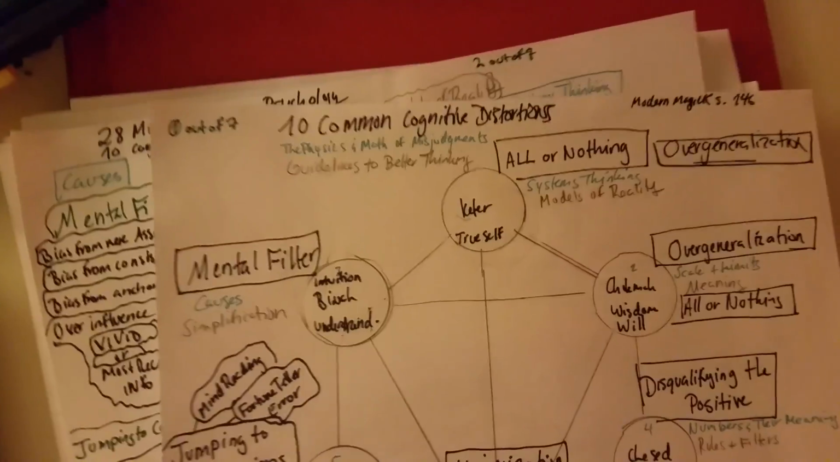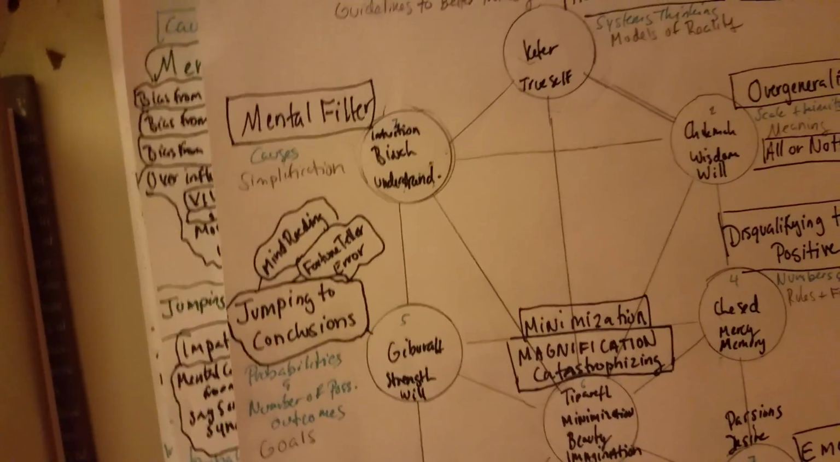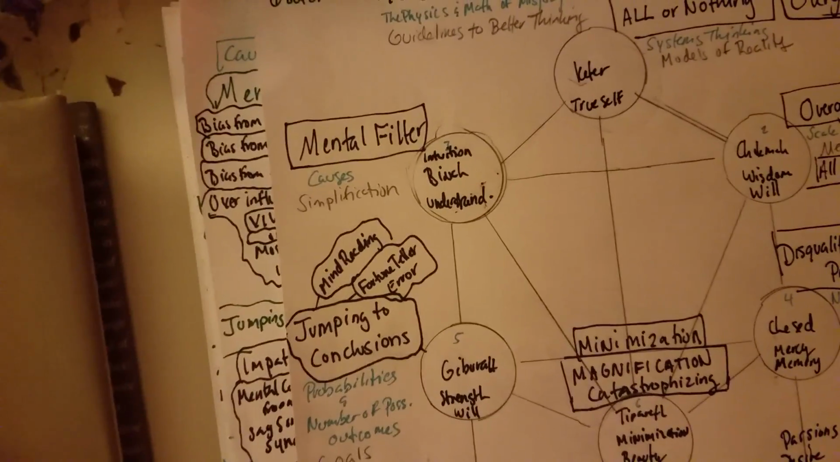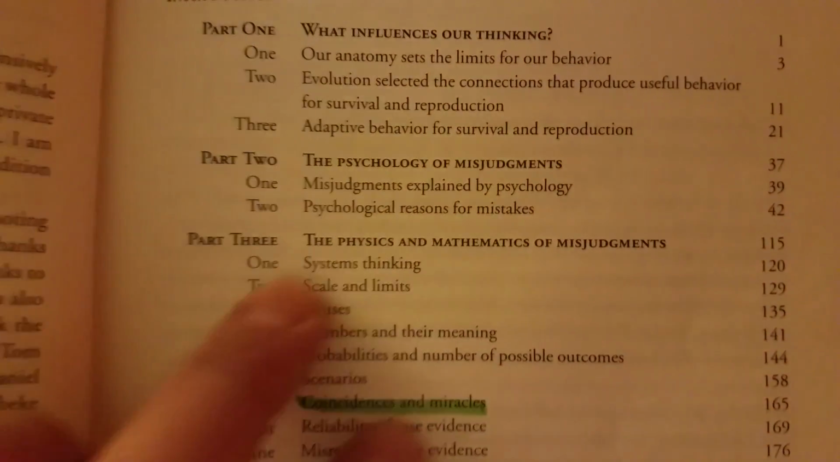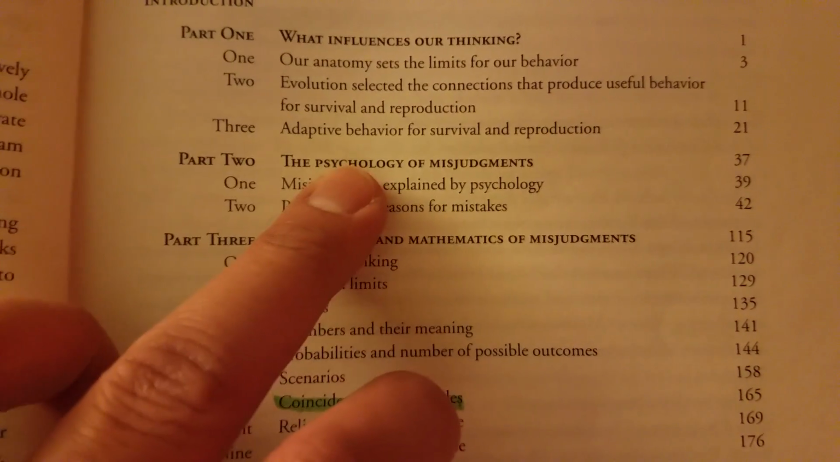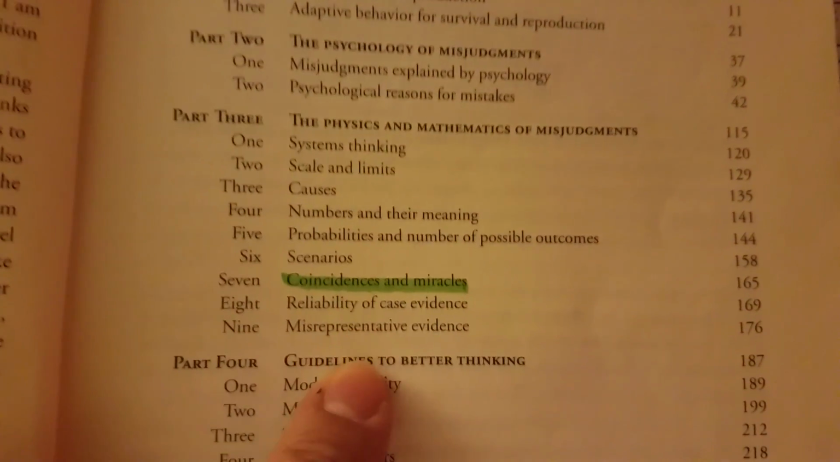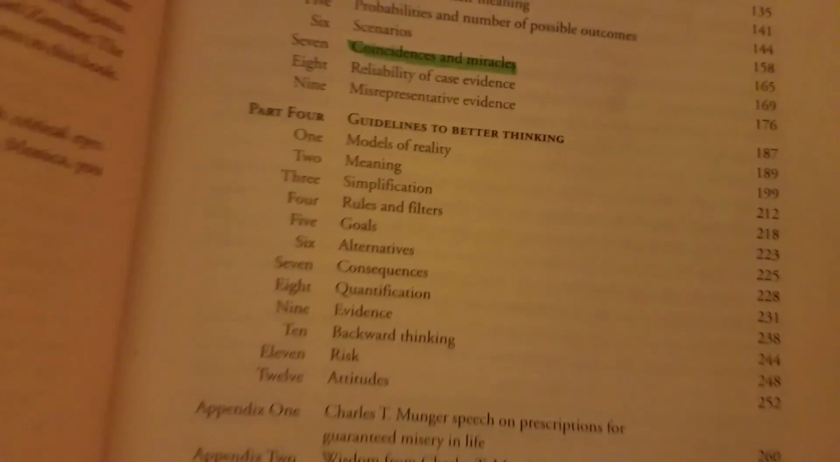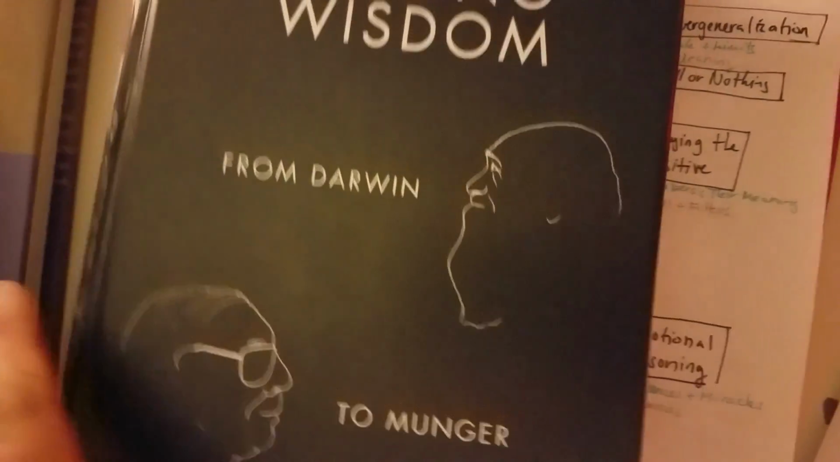So from there, I was able to hook up some ideas from this book here, Seeking Wisdom, right? We have the mistakes in thinking and in judgment, the physics and math of misjudgments, the psychology of misjudgments, and guidelines to better thinking. So this is going to help you make better decisions.